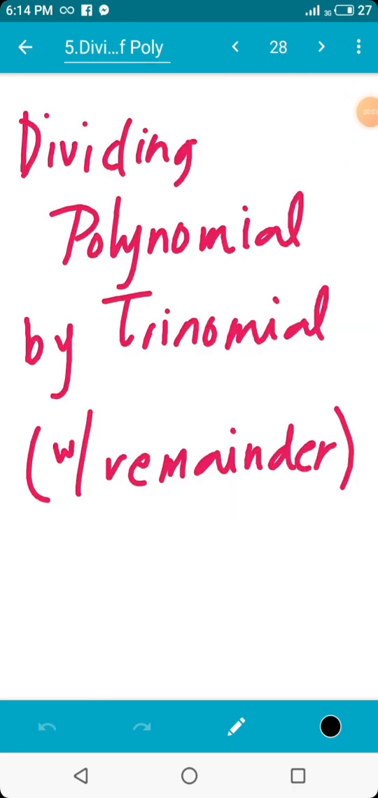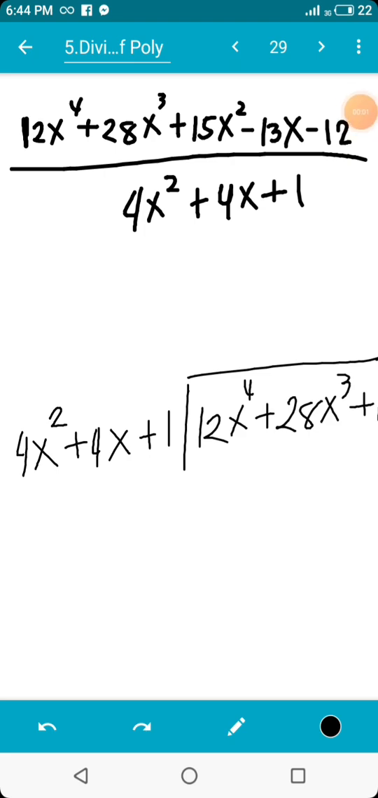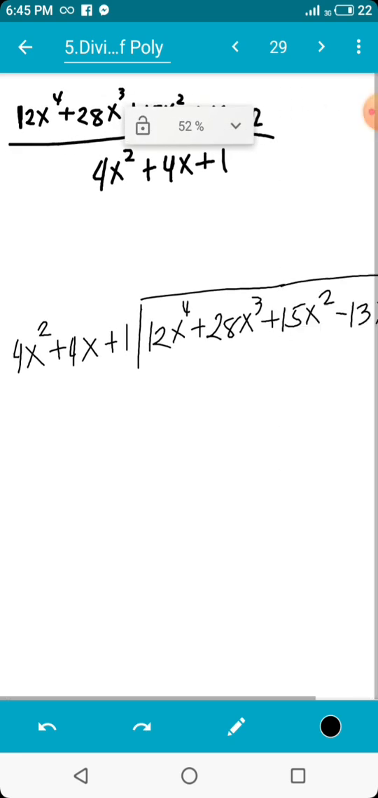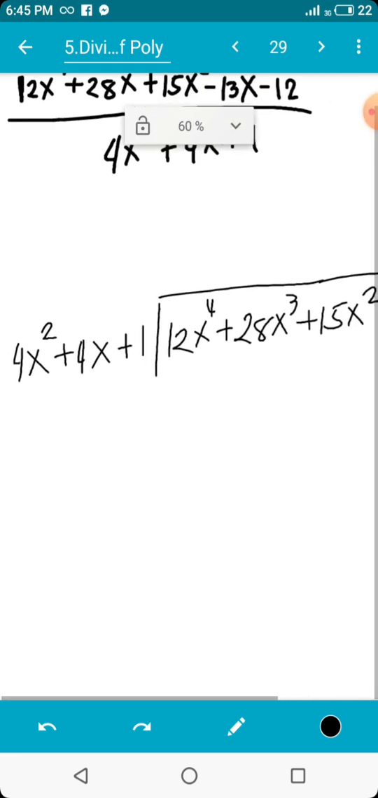Okay, so this time, magdi-divide naman tayo ng ating polynomial by trinomial and titingnan natin kung ano yung magiging remainder. Okay, so let's start. Okay, so let's divide 12x raised to 4 plus 28x cubed plus 15x squared minus 13x minus 12 dun sa trinomial na 4x squared plus 4x plus 1. Okay? So, gamitin muna natin yung long division. So, ito siya. Expand lang natin para mas makita natin.